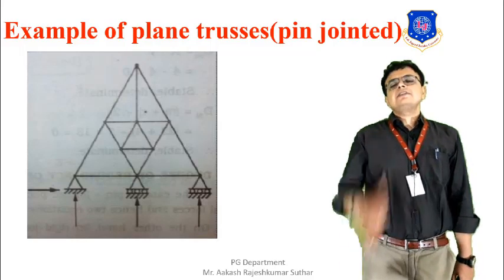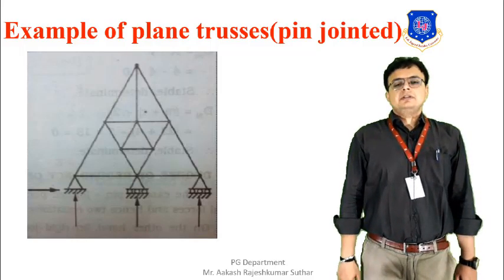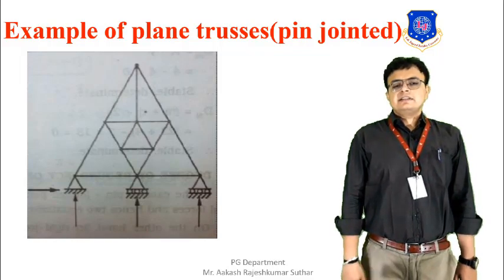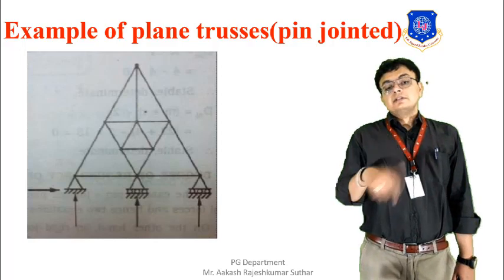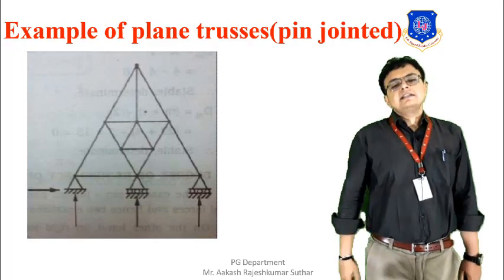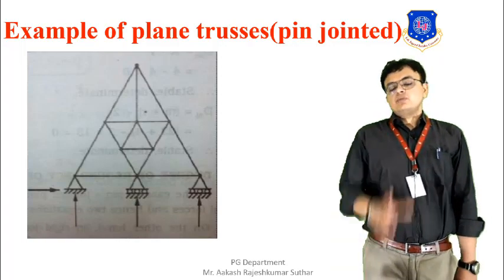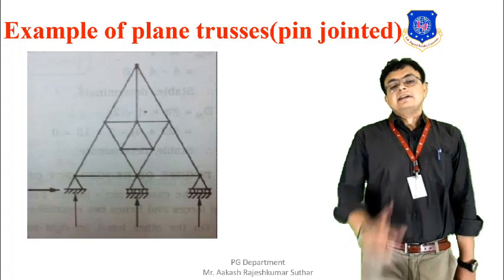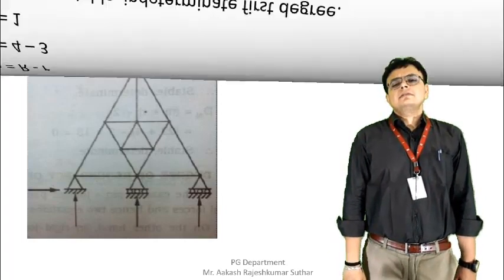You can see a figure over here. It is a pin jointed plane truss. Okay, so basically it has three supports. One is a roller support, the second one is also a roller support, and the third one is a pin support. Now you can see the reactions that are available at the supports. So let's solve this sum.